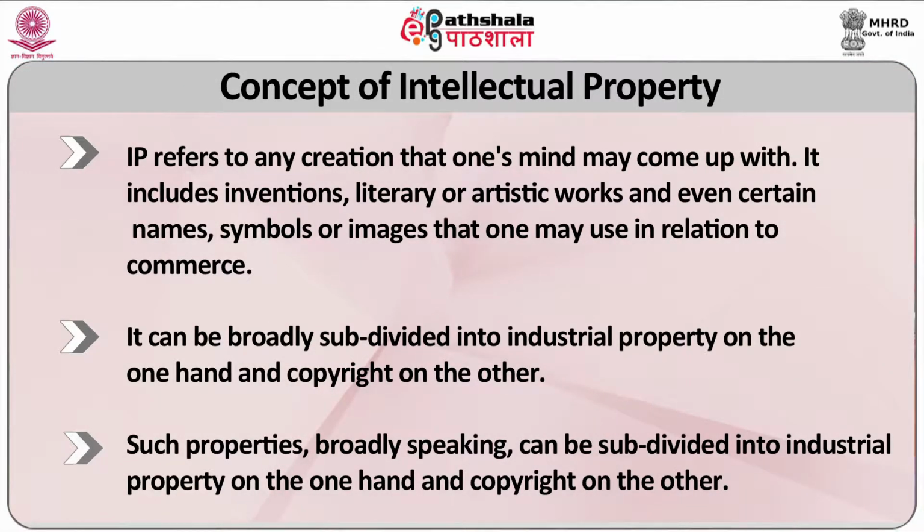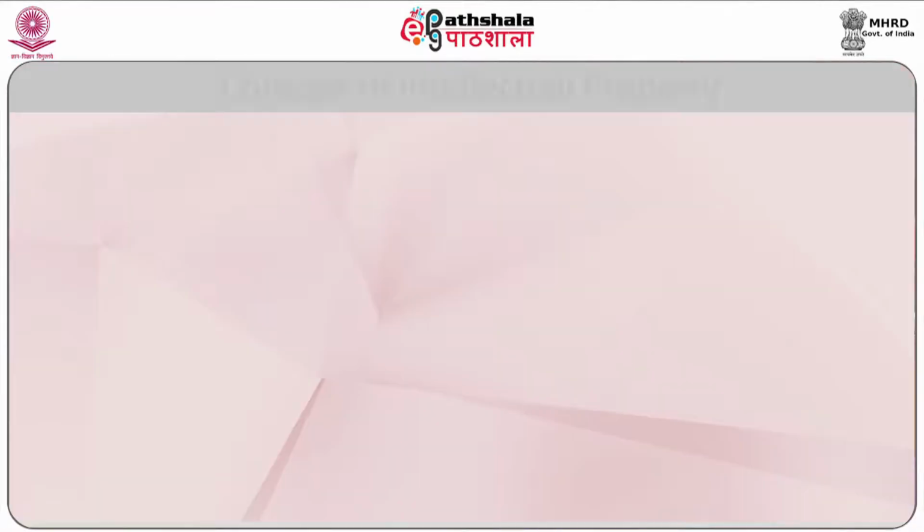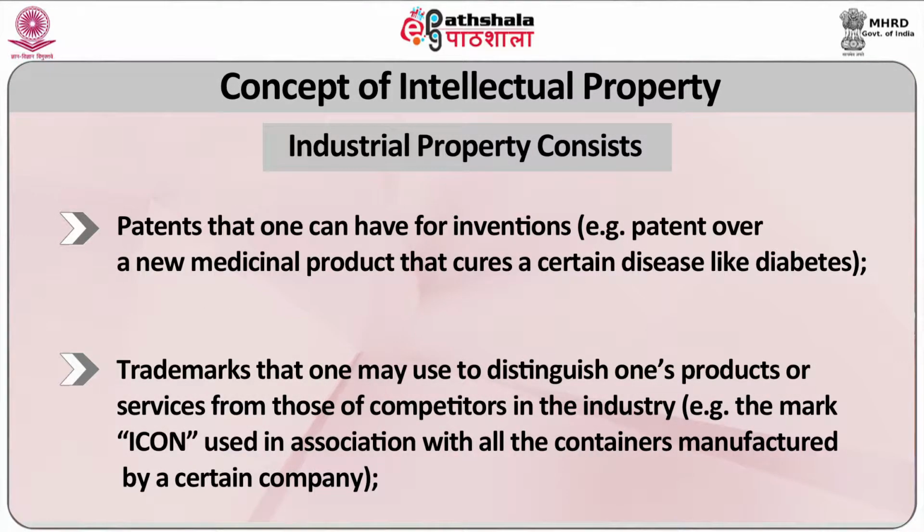As far as the introduction is concerned, we'll start with the concept of intellectual property. Intellectual property refers to any creation that one's mind may come up with. It includes inventions, literary or artistic works, and even certain names, symbols, or images that one may use in relation to commerce. Such properties, broadly speaking, can be subdivided into two categories: industrial property on the one hand and copyright on the other.